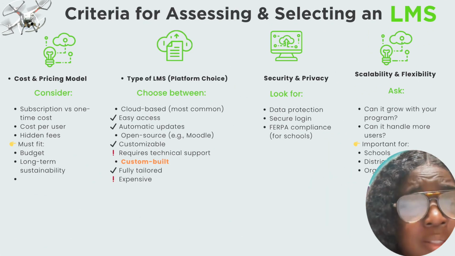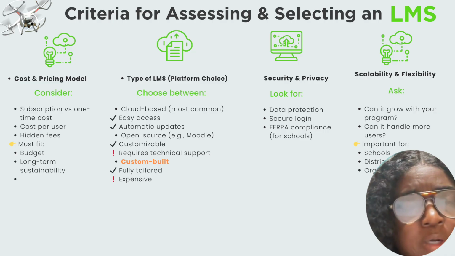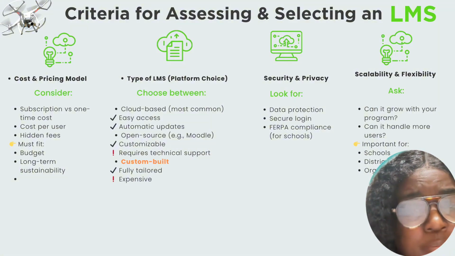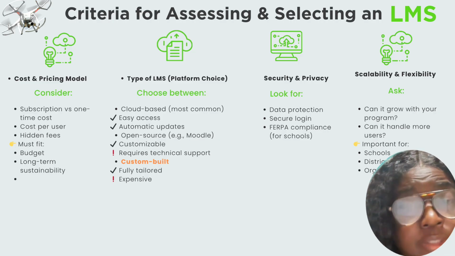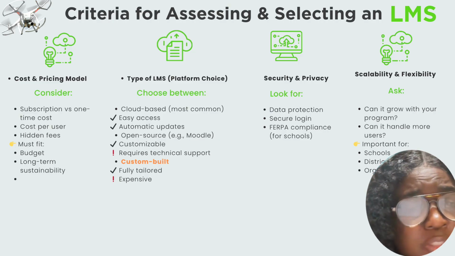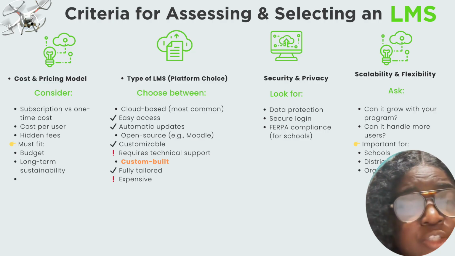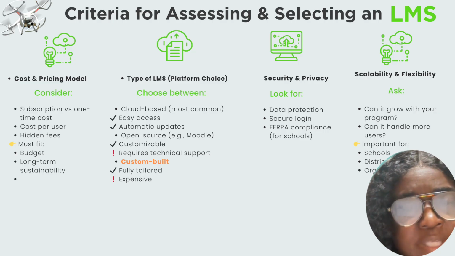Cost and pricing model. Consider subscription versus one-time costs, cost per user, and hidden fees. It must fit within your budget and long-term sustainability. You have to look at also the type of LMS. Choose between cloud-based, easy access, automatic updates, or open source like Moodle, which is customizable and requires technical support, or custom built, fully tailored, could be expensive. Next is security and privacy. Look for data protection, secure login, FERPA compliance for schools, critical when handling student data. And lastly, scalability and flexibility.